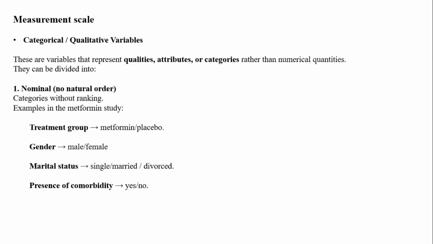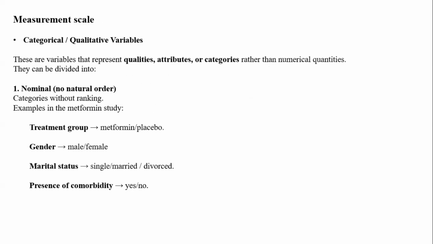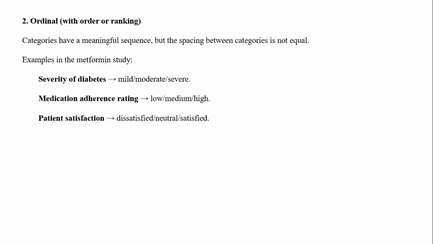Let me go now to the measurement scale. Under the measurement scale, we have two main categories. We have the categorical, also called qualitative variables, and we also have the numerical or quantitative variables. Categorical variables are variables that represent qualities, attributes, or categories rather than numerical quantities. Categorical variables can be divided in two: first of all, nominal and ordinal.